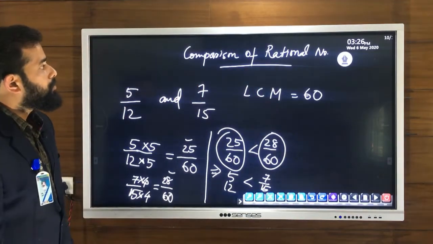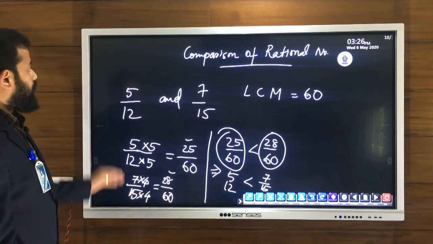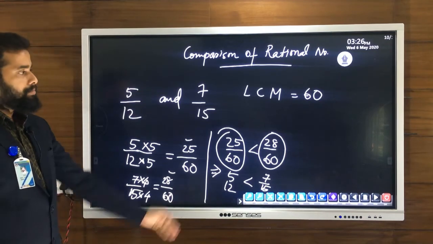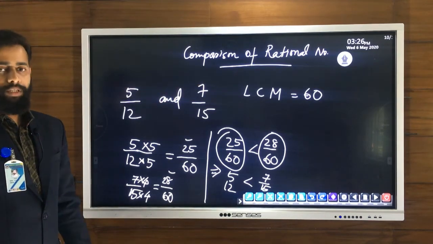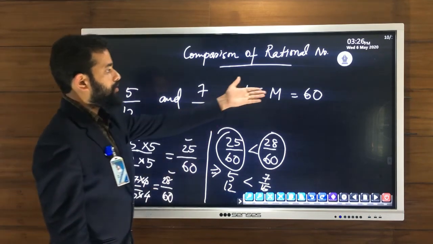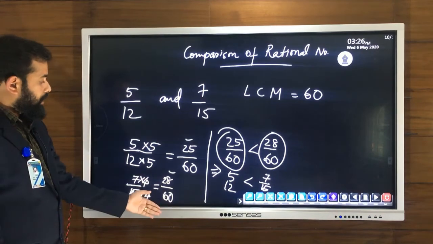Next is the last one, comparison of rational numbers. We are comparing two rational numbers. First of all, we need to make the denominators the same by taking the LCM of the denominators. Here 12 and 15 are the denominators. So, the LCM, least common multiple, is 60. So, make the denominator the same.